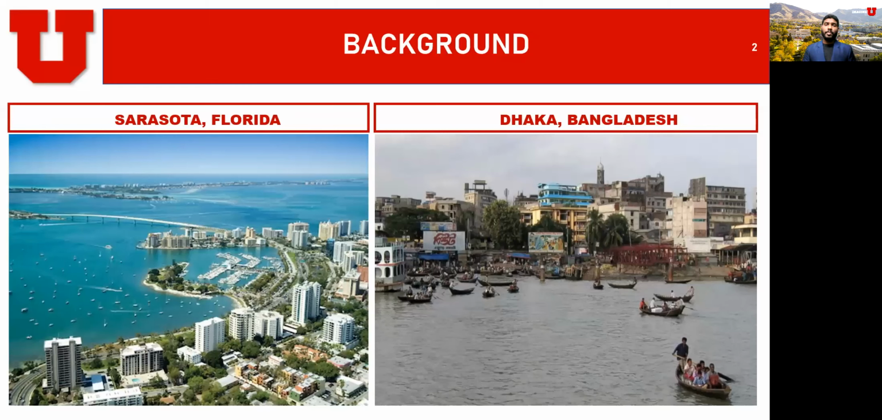I would like to start my presentation with these two pictures side by side. On the left, you can see a picture of Sarasota, Florida, and on the right, you can see a picture of Dhaka, Bangladesh. By a glimpse of these two pictures, you can have an idea how different these two areas are in terms of socio-demographic and infrastructure perspective.